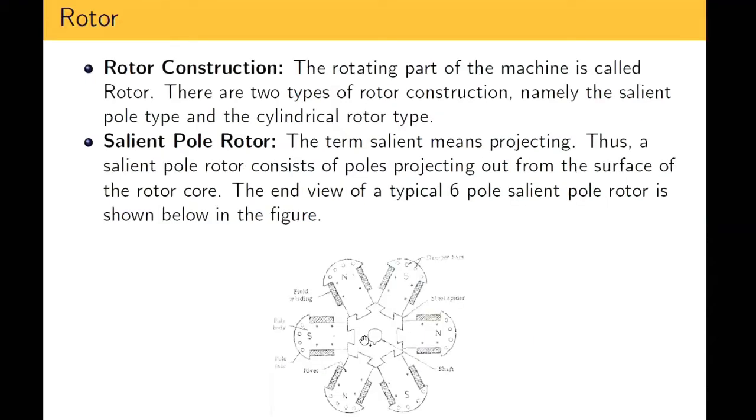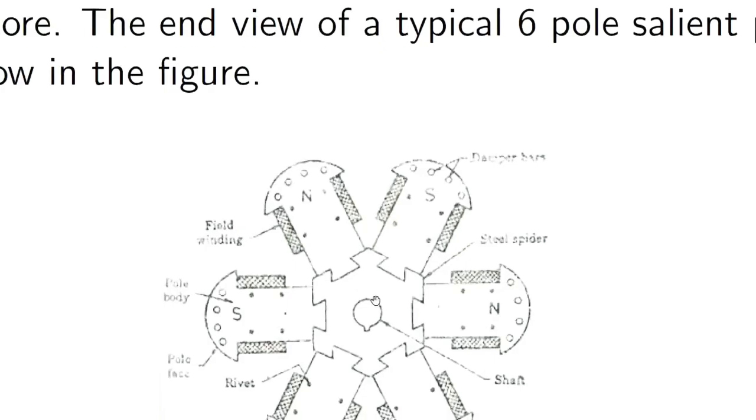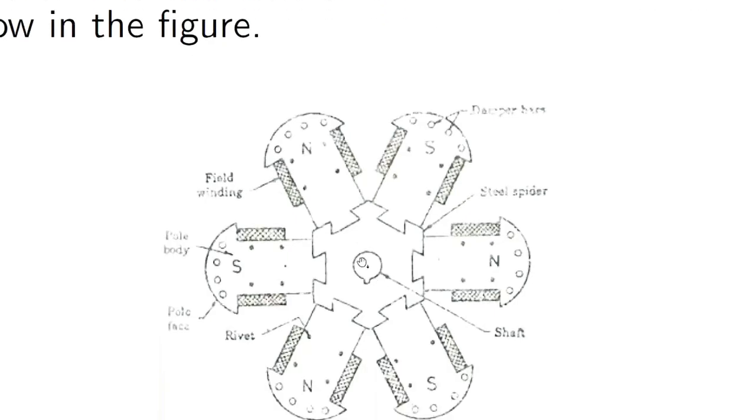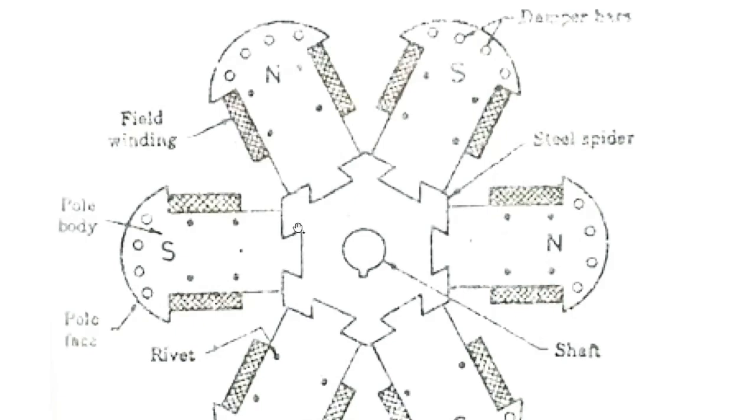See here, this is the shaft, right? And this is the key, this small rectangular area. It is locked to the shaft. So this spider is nothing but the outer periphery of the rotor core.